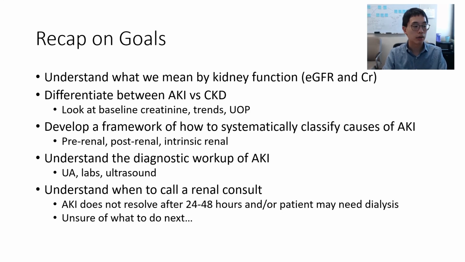Let's recap this lecture today and all the goals that we went through. We talked about understanding what we mean by kidney function, the difference between estimated glomerular filtration rate and creatinine. How did we differentiate between acute kidney injury and chronic kidney disease by looking at baseline creatinines, looking at trends, as well as looking at the urine output. We then moved to develop a framework of how to systematically classify acute kidney injury, especially looking at pre-renal causes, post-renal causes, and intrinsic renal causes. And then we went to understanding the diagnostic workup involved with acute kidney injury, specifically urinalysis, labs, and ultrasound, especially to detect any post-renal etiologies. And then finally, we talked about when to call nephrology for a consult.